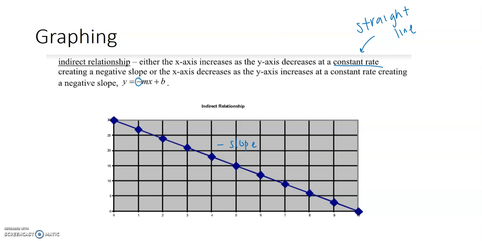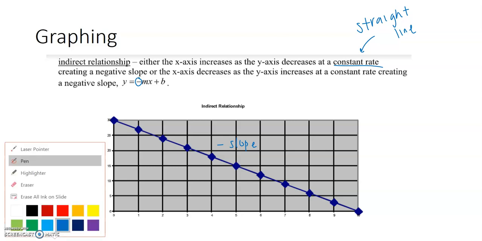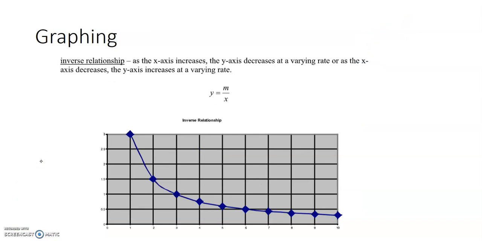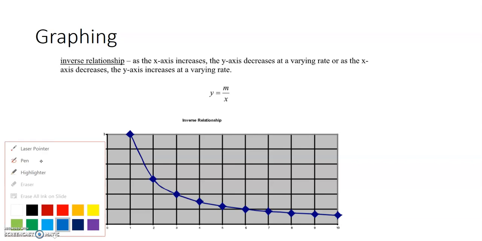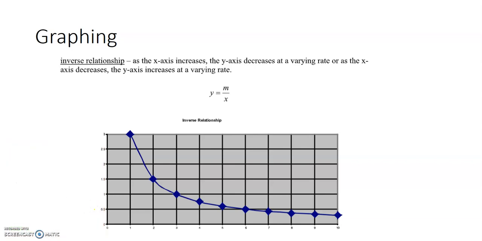So we have two linear relationships. We can be direct or we can be indirect. However, our graph will not always look like a line. Sometimes we might have an inverse relationship. So as one axis increases, the other decreases at a varying rate. So this is what's different. Linear relationships, everything changes at a constant rate. Now we have a varying rate. So our graph curves, and we do not have a line. Inverse relationships are given by y equals m over x, where m is the varying slope. So please note the difference between indirect and inverse relationships.